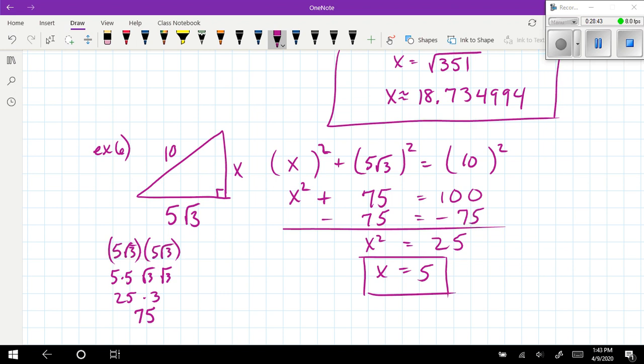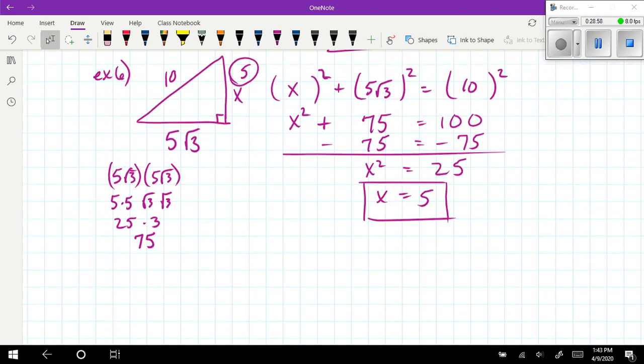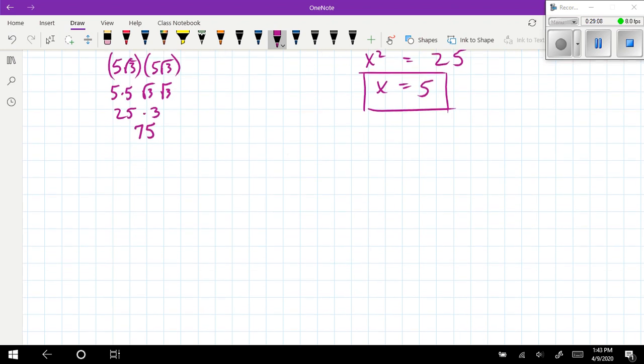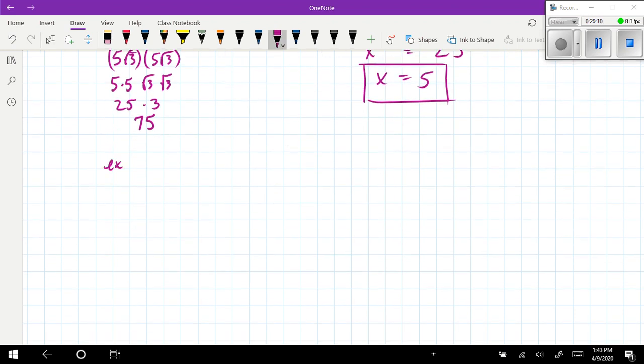Interesting. I got a really nice whole number here for an answer, even though I started with a 5 root 3 someplace in there. That won't be such a surprise to you as we move on. But for right now, we'll leave that. x equals 5. And does it make sense that you can have a 5 here? I hope it does, because 5 is less than 10, and each of the legs has to be less than the hypotenuse individually. Okay, so example 7, we'll wrap it up for us.